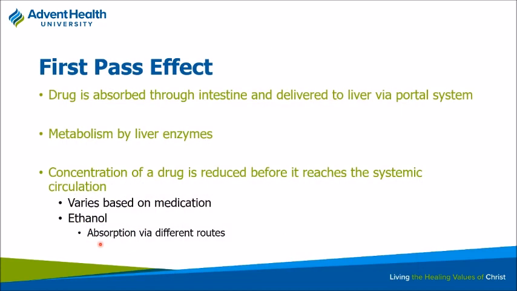So again, we talked about first pass previously, saying that drugs get absorbed through the intestine. A little bit of metabolism happens there in the intestinal mucosa, but the majority of it's going to be through the liver and then get passed on through. Remember, some drugs cannot be given orally because the first pass effect is so extensive. Okay, some drugs have almost no first pass effect when they go through.